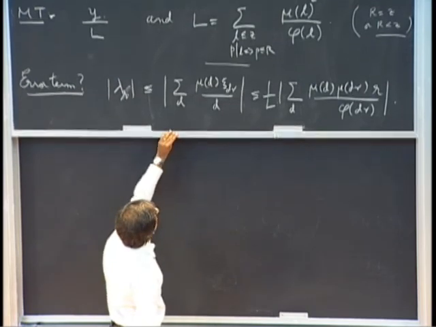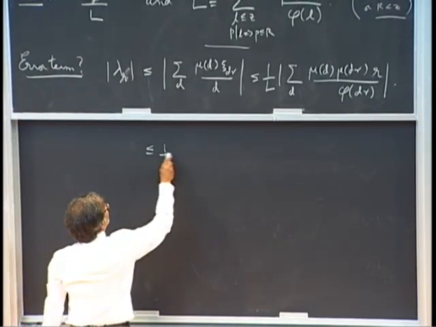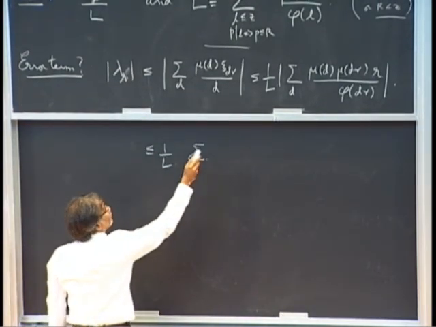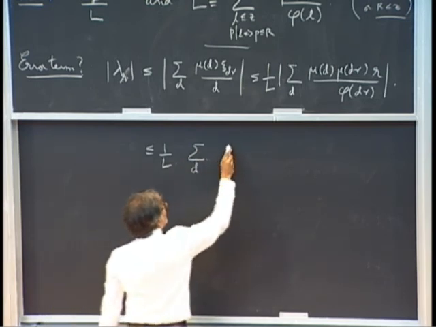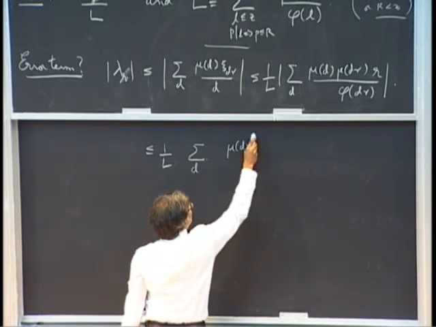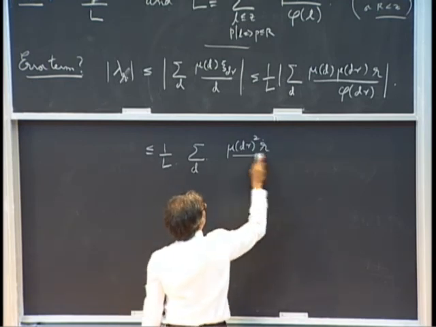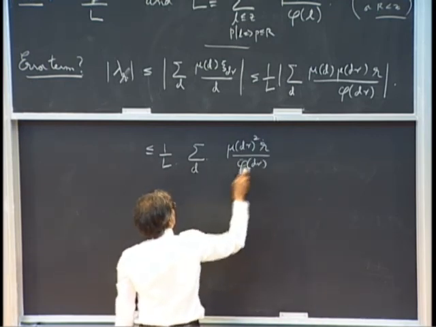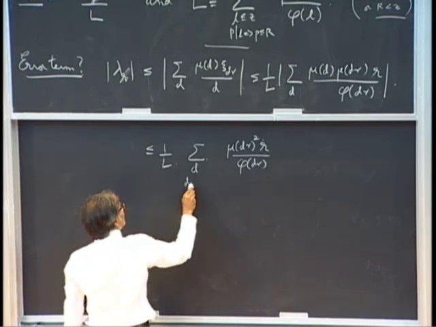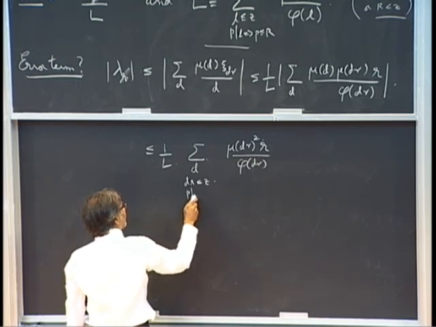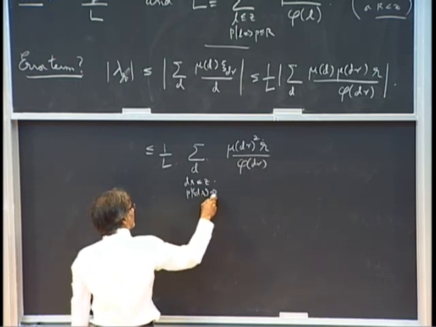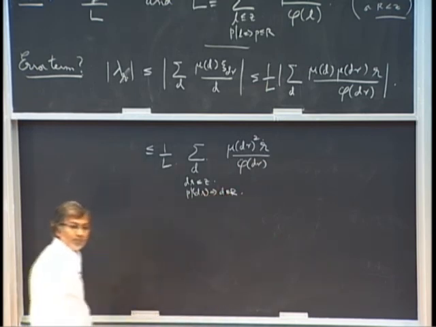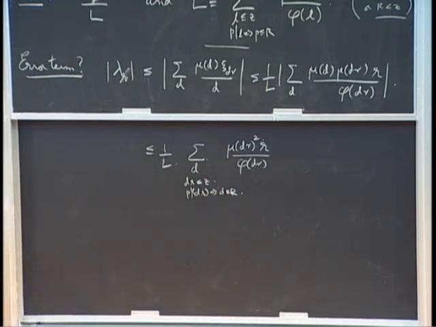So let's just say this bound is just bounded by 1 over L, the sum over d. Well, so dr must be square-free. So let's put mu of dr squared here, and then an r over phi of dr. And then the condition here will be that dr must be at most z, and then that dr is composed only of prime factors up to capital R. Right? Okay. And then what is my bound?